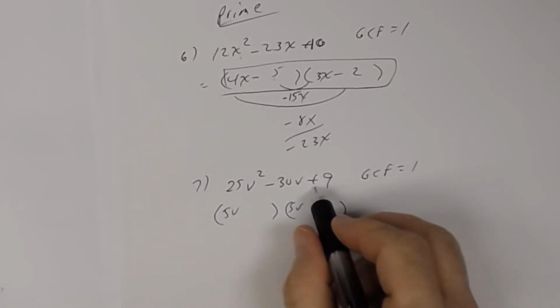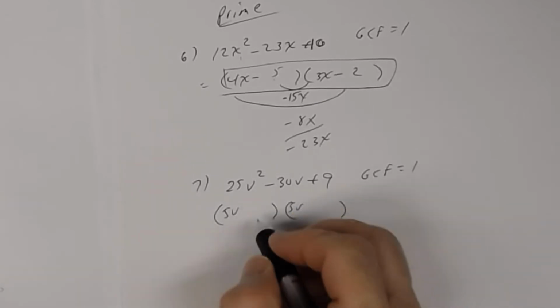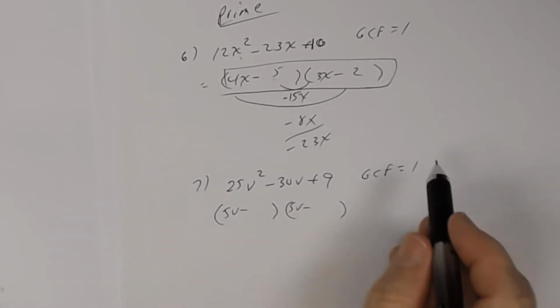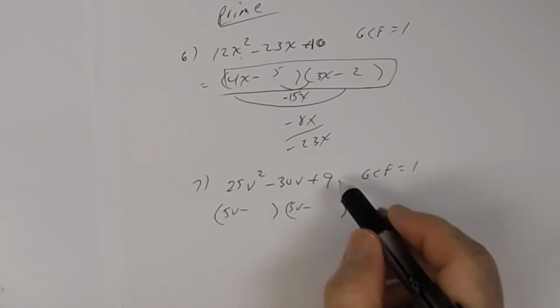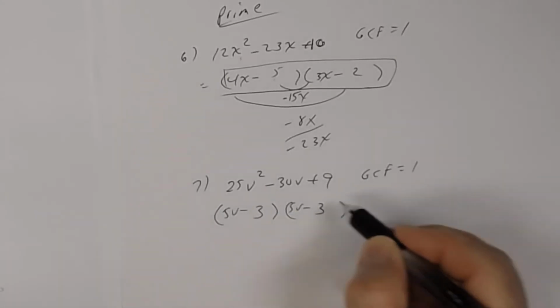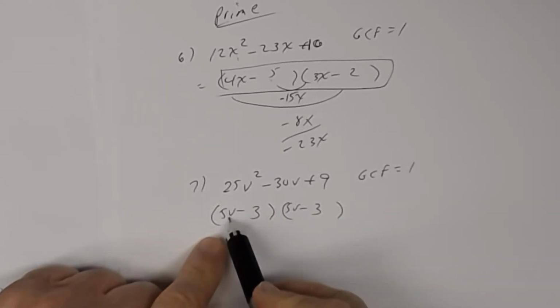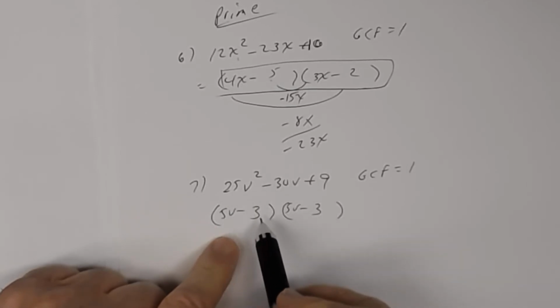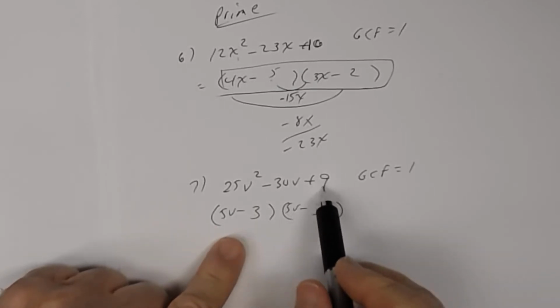Again, look, the last sign's positive. That's a good thing. It'd be the middle sign, so they're both negatives. So you're looking at subtraction. For 9, let's try 3 and 3. And so notice I get 5v times 5v is 25v squared. A negative 3 times a negative 3 is a positive 9.